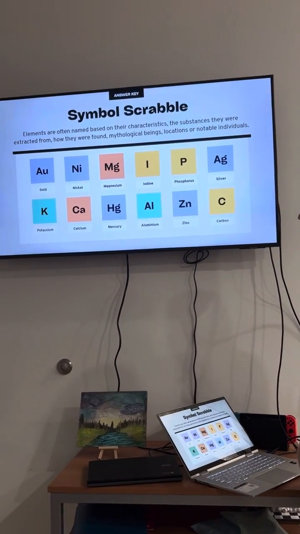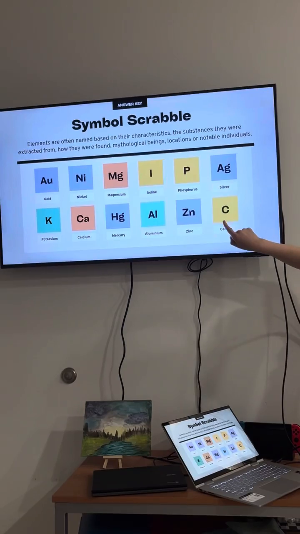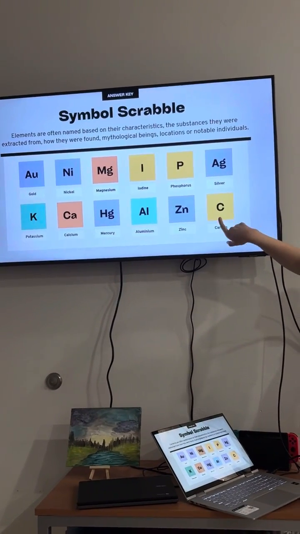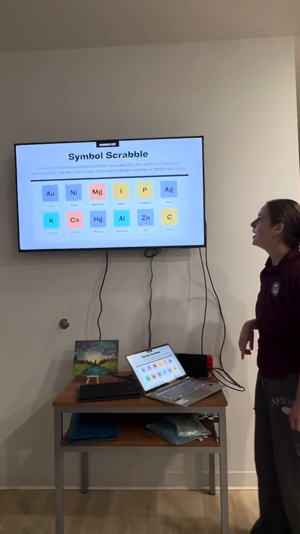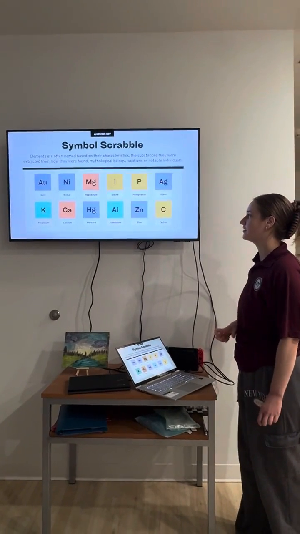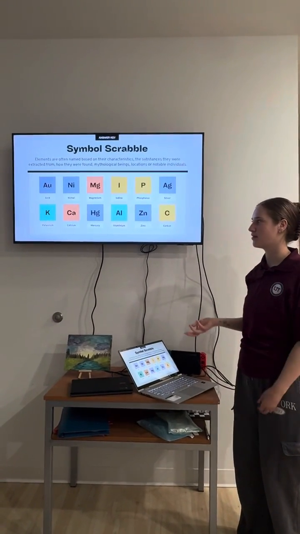Usually in most periodic tables it says the chemical symbol, and then it'll say carbon down here along with the atomic mass. But some scientists have them memorized, some don't.